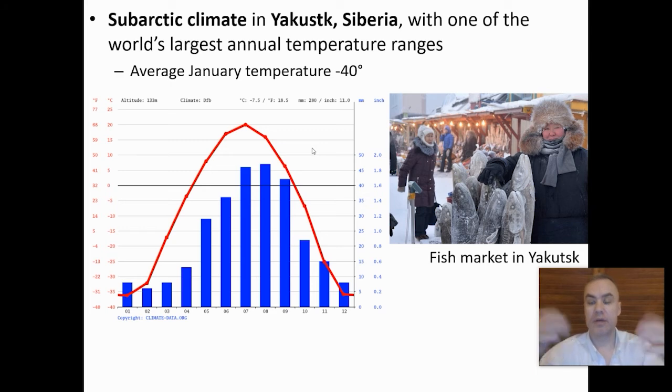On the right, you see a fish market on the streets of Yakutsk. Like a lot of fish markets, the fish are frozen, but these fish don't require any refrigeration to be frozen. You simply put them out in the air and they get frozen solid, so they can stand them up like loaves of bread.